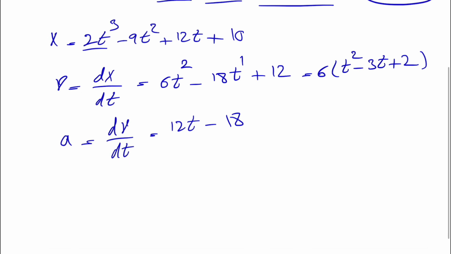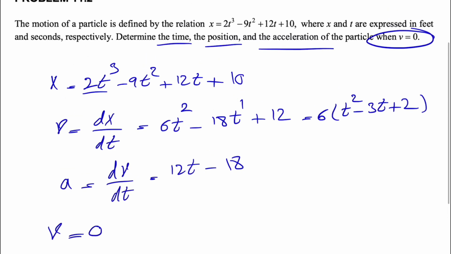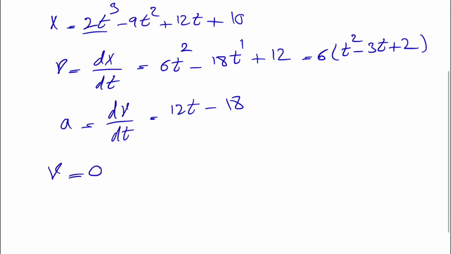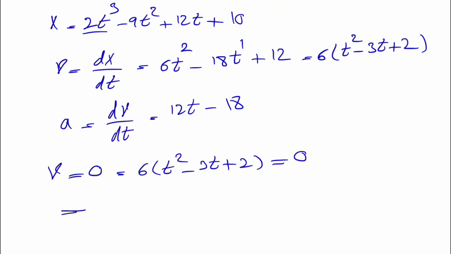And the givens that we have in here, from the question, we know velocity is equal to 0, which means the expression that we have for velocity, which was 6 times t squared minus 3t plus 2, is equal to 0. And if we want to simplify to figure out the t, we have t squared minus 3t plus 2 is equal to 0. And we have a quadratic equation.